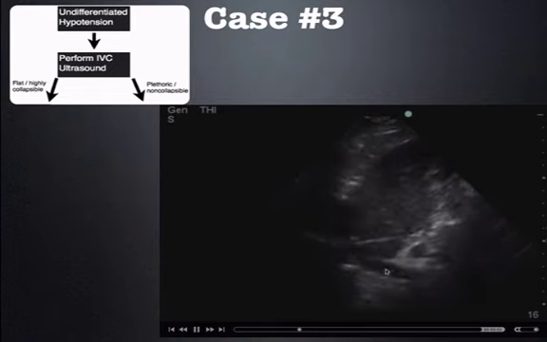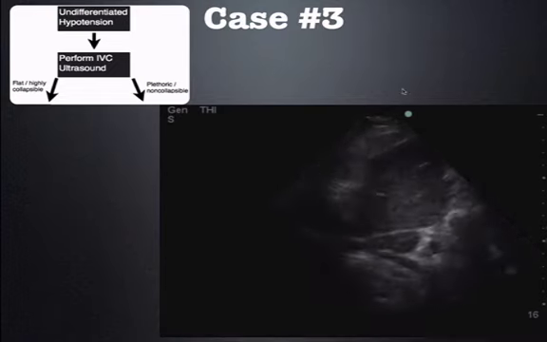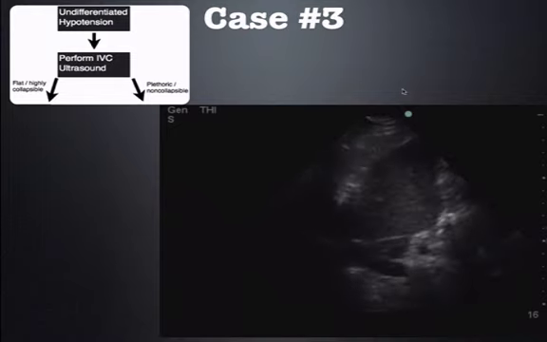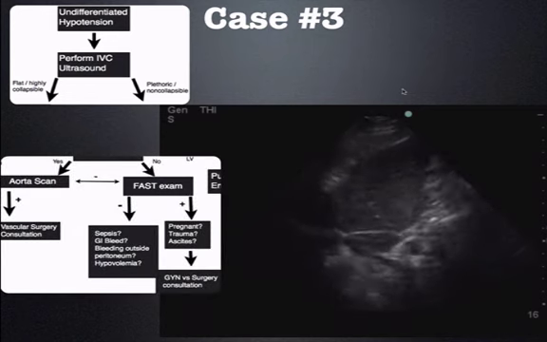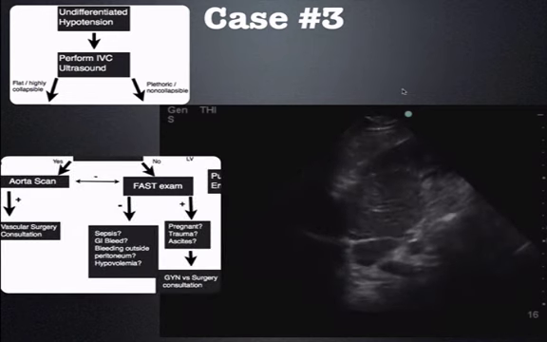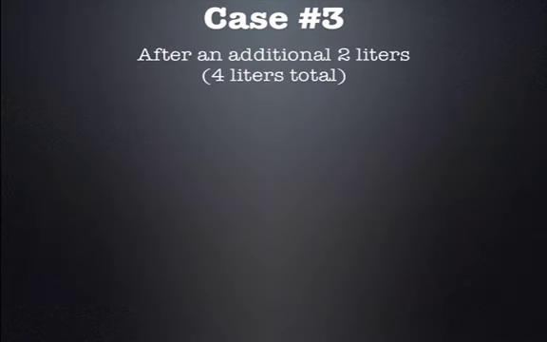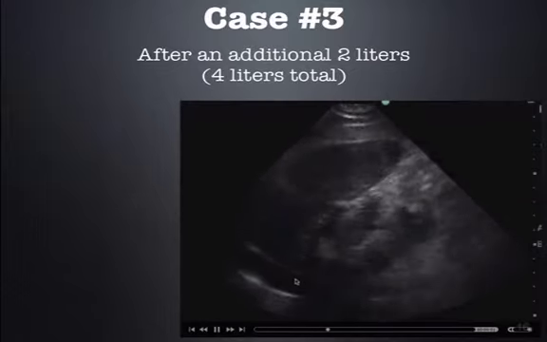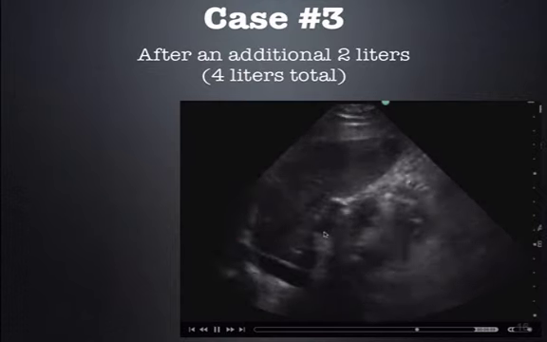Here's our IVC. You can see that it is thin and 100% collapsible with inhalation. This is interpreted overall as a low volume state. We did proceed with an aorta scan as well as a FAST exam, both of which were negative. We decided to continue intravenous hydration, so the patient got 4 liters total. Here's a repeat scan of the IVC. You can see now it's collapsing roughly 40%, 50%, somewhere in that neighborhood.